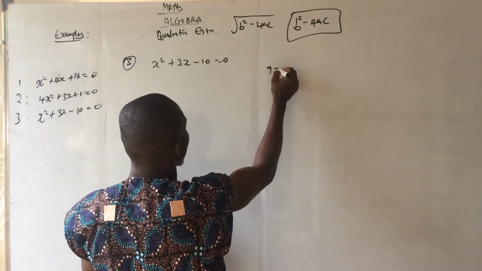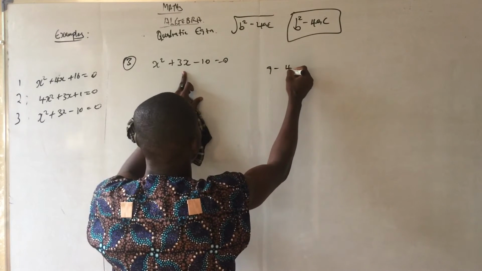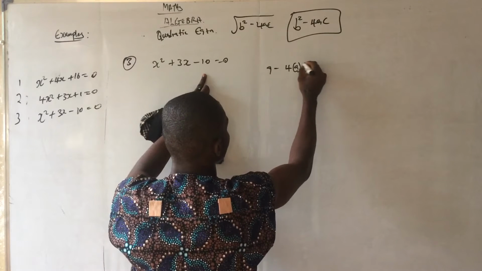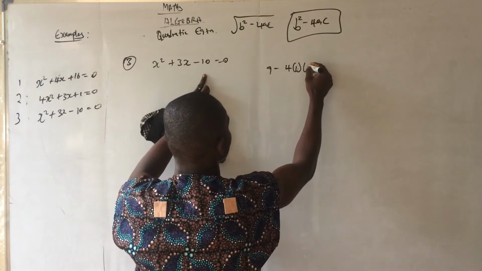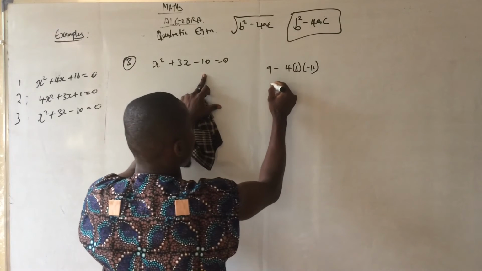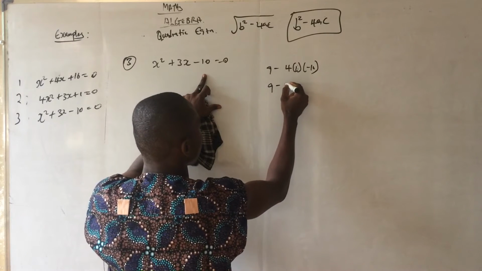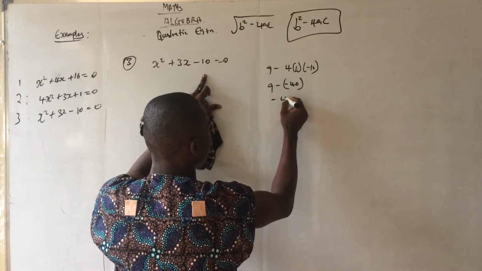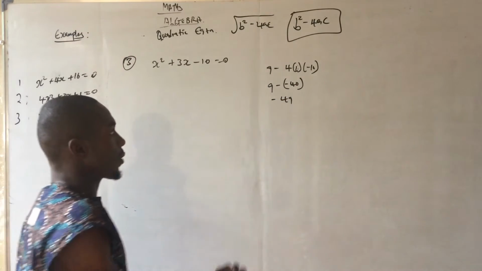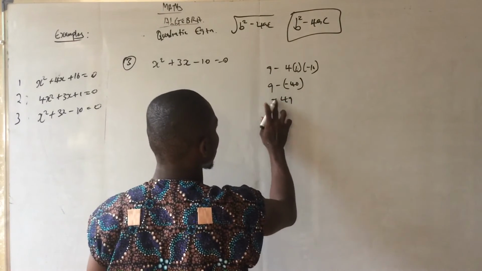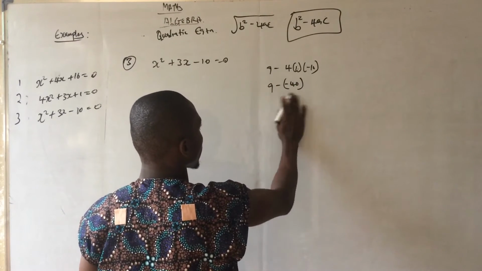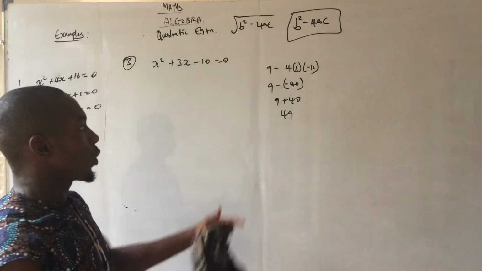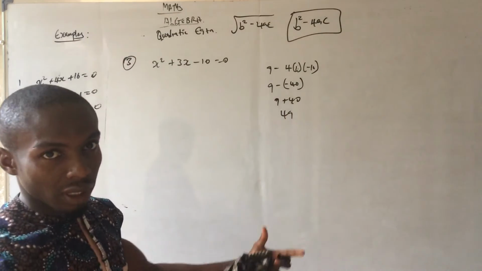We have 9 minus 4ac, and our c is minus 10. A is 1. So we have 9 minus 40 is equal to what? Minus 49. Sorry, it's not minus 49. This is 9 plus 40 to give you 49. So the discriminant here is greater than 0.